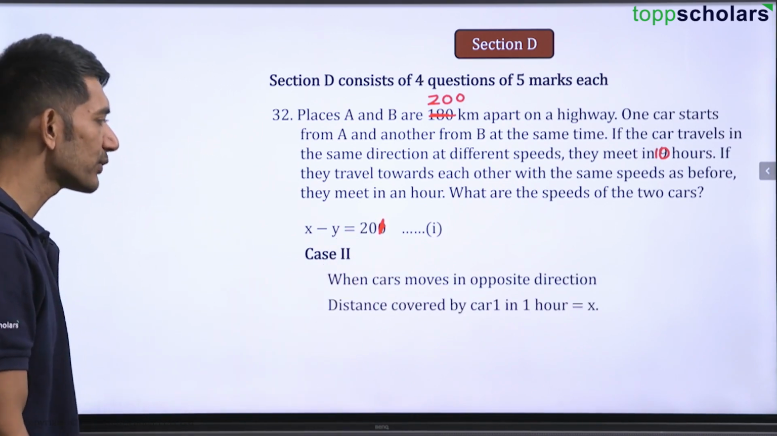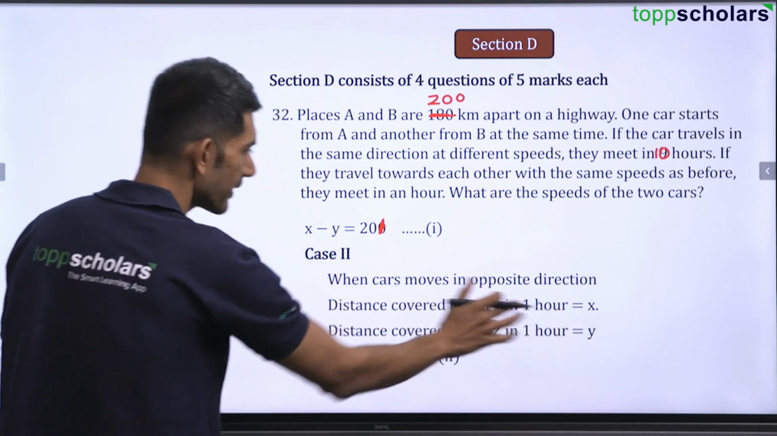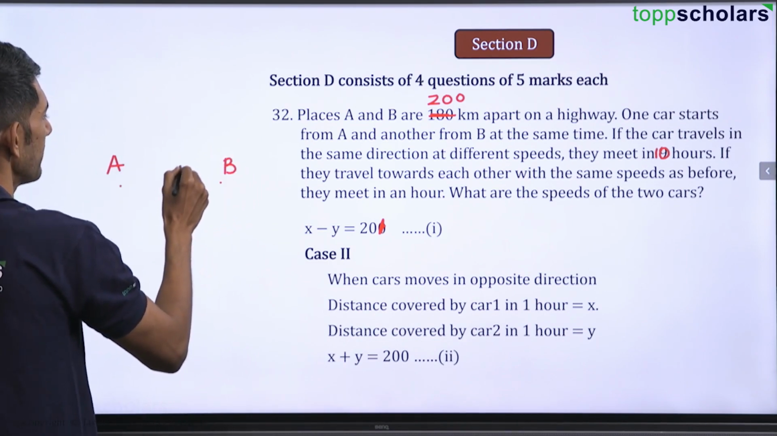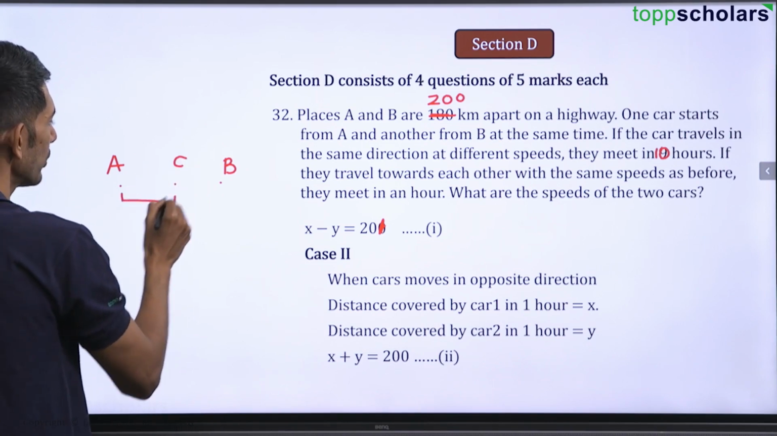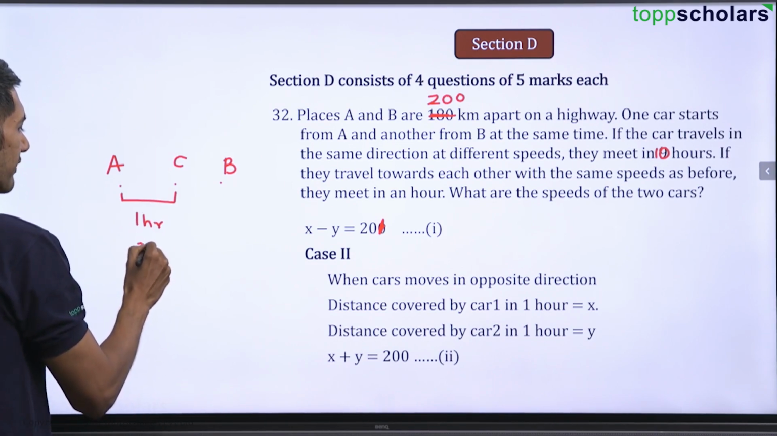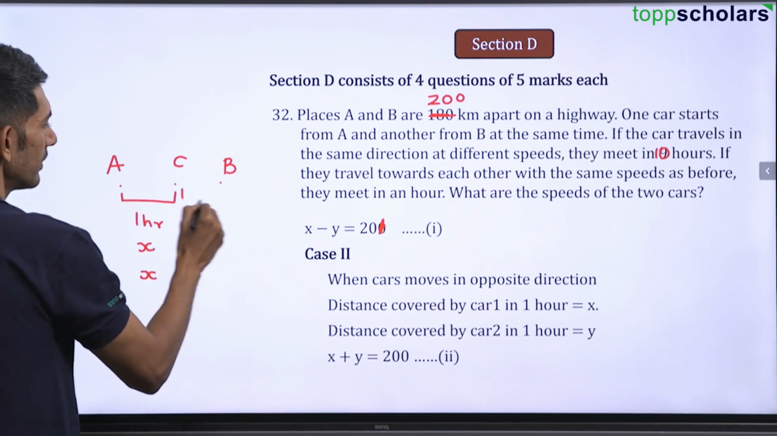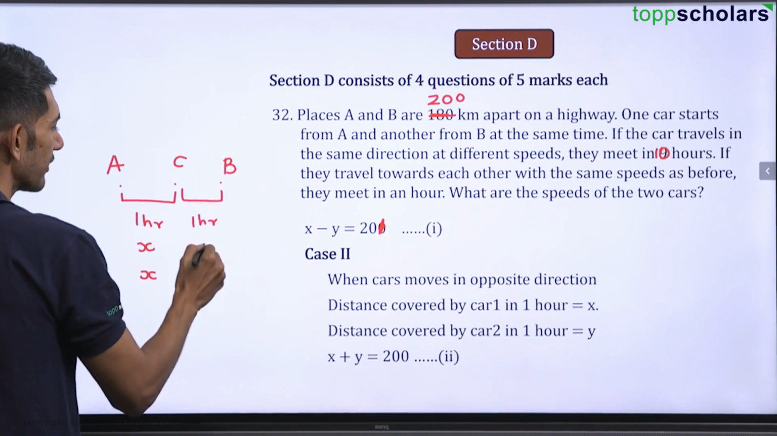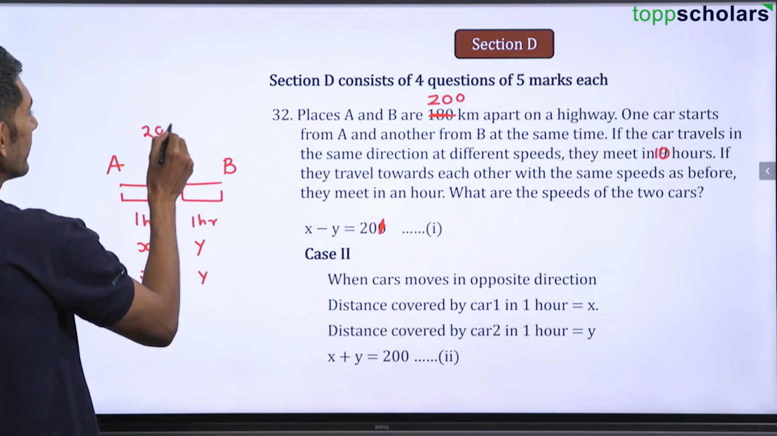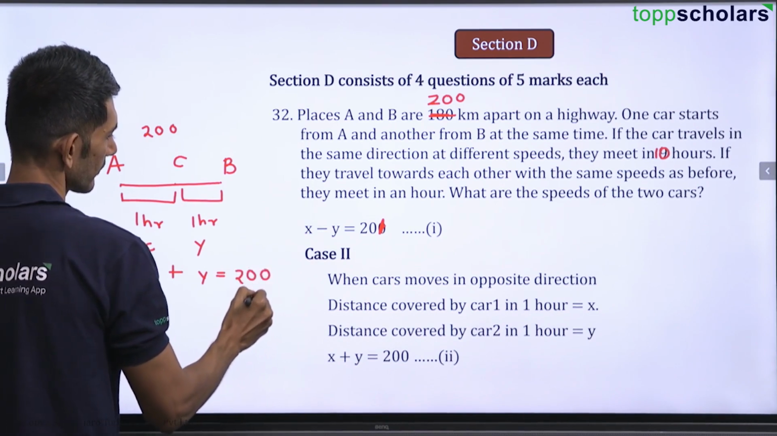Now once when they move in opposite direction, can I say this part? Opposite direction means what? This is A and this is B. They are meeting here, right? So from here to here, this is taking 1 hour. So 1 hour at a speed of x km per hour. So the distance will be 1 into x. Distance will be x. This is also 1 hour and the speed is y. So the distance will be y and the total distance is 200. So can I say x plus y is 200?